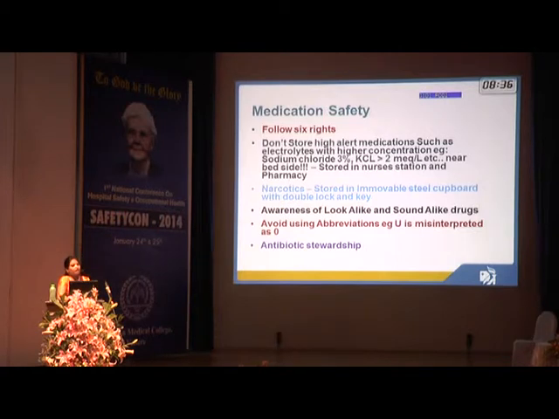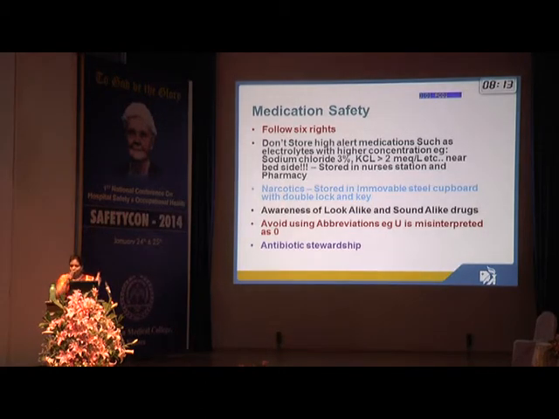If you look at the JCI policies, the 5th edition says high risk medications need to get into high alert. Now, high risk medications are again narcotics and insulin and other things which need to get into the high alert, so that it is really stored away from the patient's bedside. How do we handle the narcotics? It should be stored in an immovable steel cupboard with double lock and key, and the key should be handled by 2 people, so that access is not given to just one person. When you have to open a narcotic cupboard, 2 people need to come in.